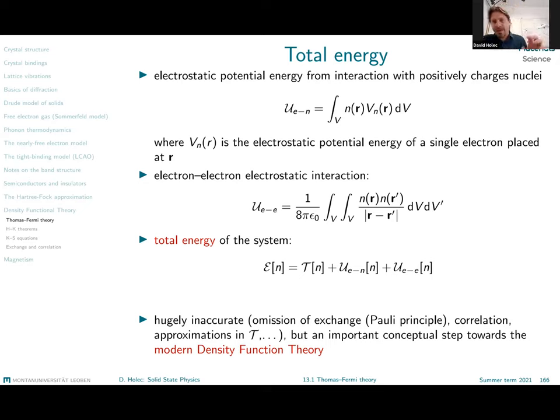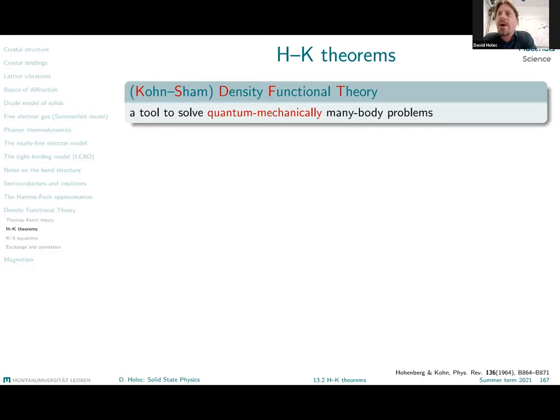So the idea of replacing the wave function with charge density has been born, but it hasn't really been developed because of these shortcomings. It wasn't developed until the mid-60s, when Hohenberg and Kohn formulated their theorems, which eventually led to what we call these days modern density functional theory, or simply density functional theory. Or if we want to acknowledge the fathers of this theory, we often call it Kohn-Sham density functional theory. The name of Sham, the scientist, will come in two or three slides.